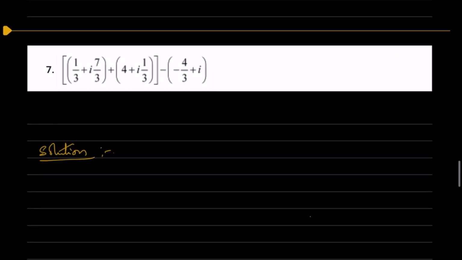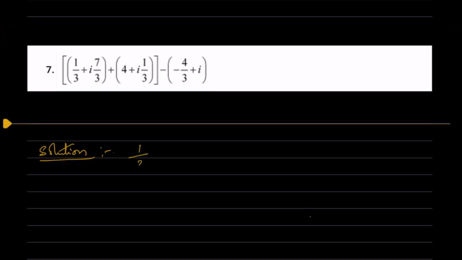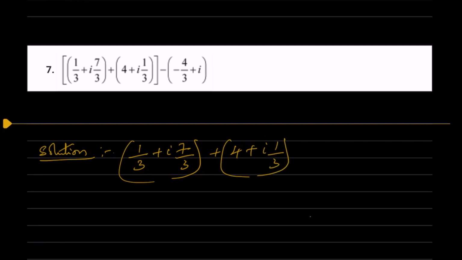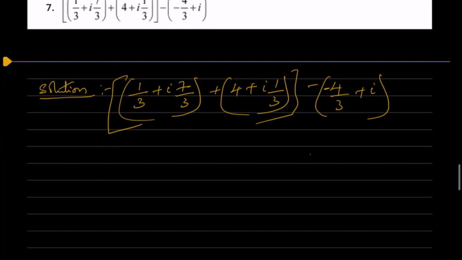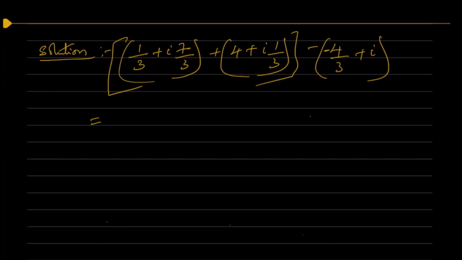Next problem, the seventh one, is given as 1/3 plus i 7/3 plus 4 plus i into 1/3 minus, in brackets, minus 4/3 plus i. So how do we do this problem? We'll see the solution part. These two are in one bracket, minus of minus 4/3 plus i. First we'll open the first bracket and then take the minus sign for the second one.